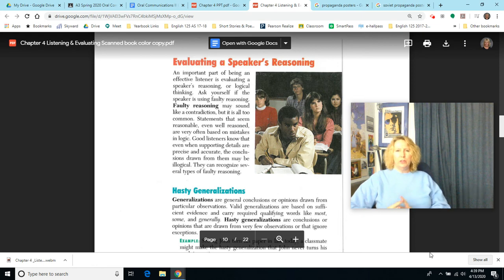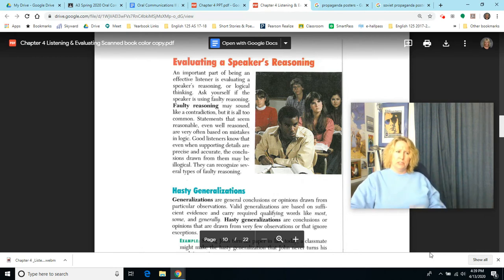Hi, guys. We're going to read the last few pages of Chapter 4, Listening and Evaluating. In these last few pages, we're going to learn about how we can evaluate what a speaker says, whether his reasoning is logical. We're also going to learn about propaganda techniques. I'm sure you're somewhat familiar with propaganda. And finally, we're going to learn how to give written and oral critiques. And that's the last part of the chapter.